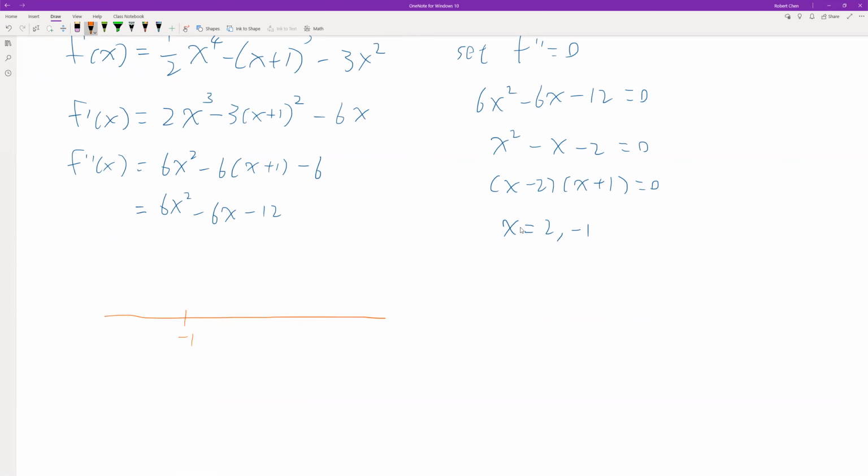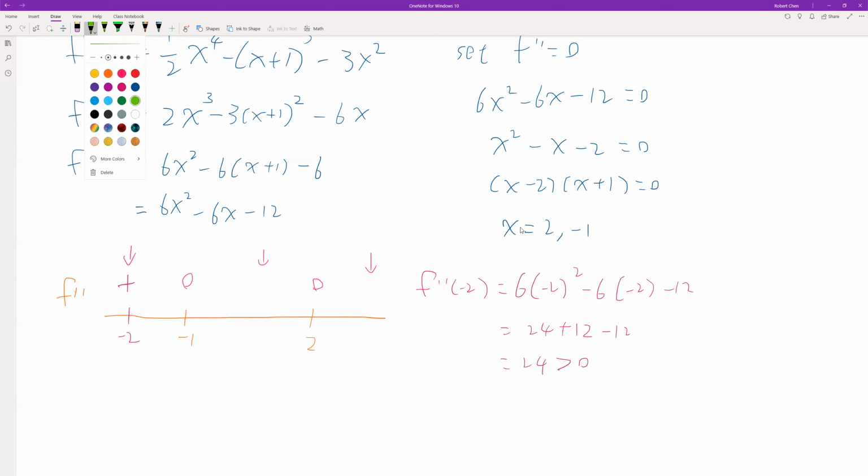We have negative 1, 2, and we're looking at f double prime now. So f double prime, we know it's 0 at negative 1 and 0 at 2. So we just need to fill out the signs in these areas. Let's say I pick negative 2. What is f double prime of negative 2? That is 6 times negative 2 squared minus 6 times negative 2 minus 12. That is 24 plus 12 minus 12. So it's 24, which is positive. So it's positive right here.